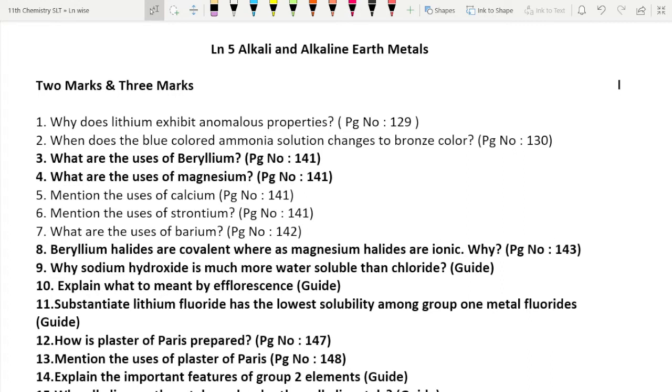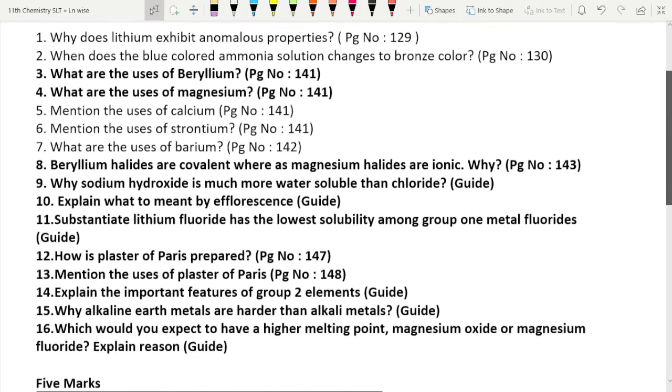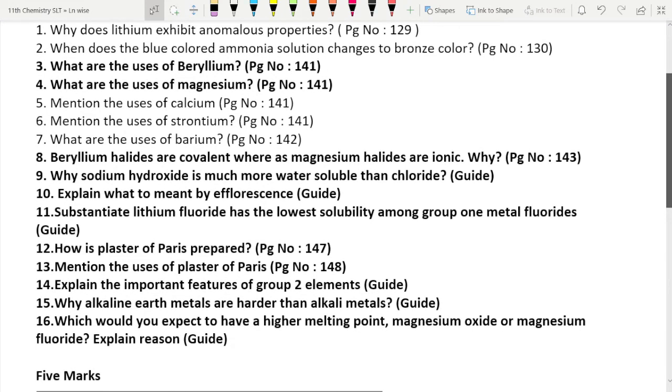Why is sodium hydroxide much more water soluble than sodium chloride? This will be in the guide, so read it from the guide. Explain what is meant by efflorescence. It is in the guide, read it. It will also be in the book, search for efflorescence in this lesson and study it. Substantiate that lithium fluoride has the lowest solubility among group 1 metal fluorides. It is in the book and in the guide, read it.